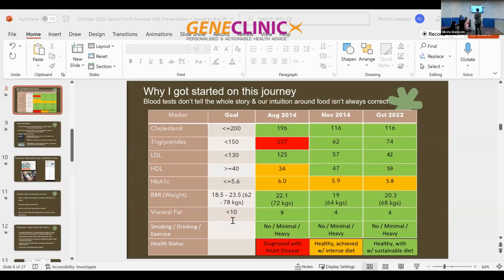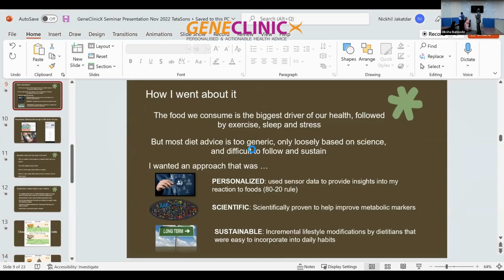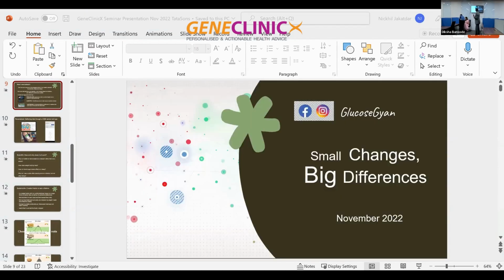This full screen. You go to full screen. Presentation. Okay.